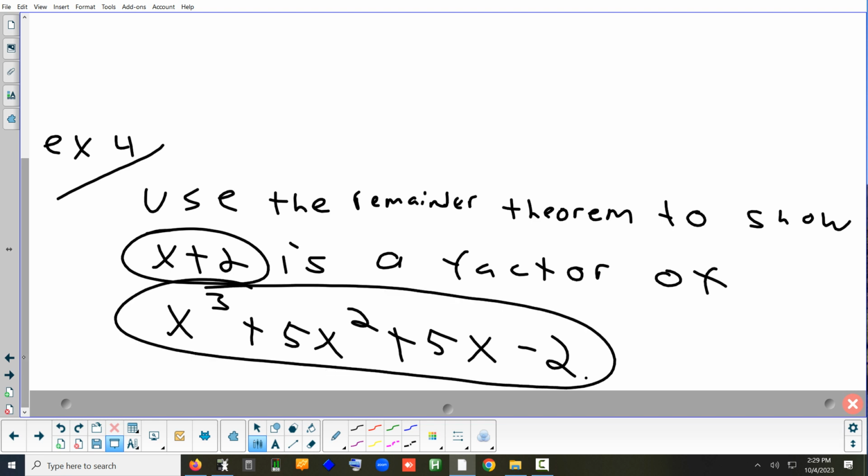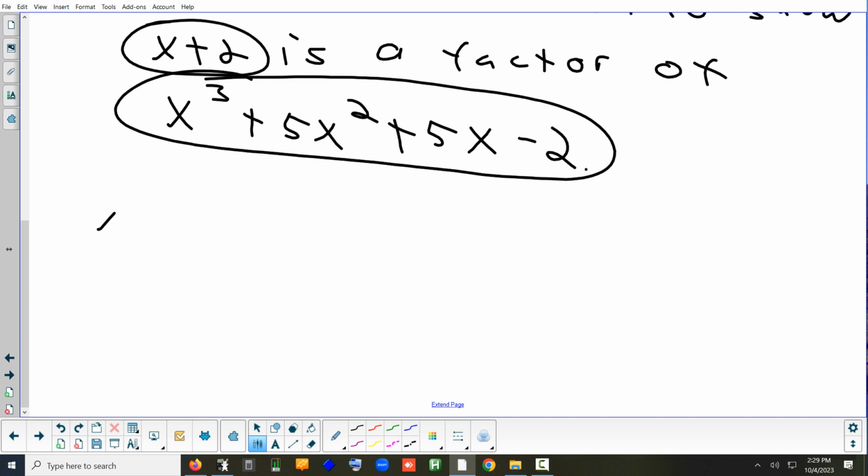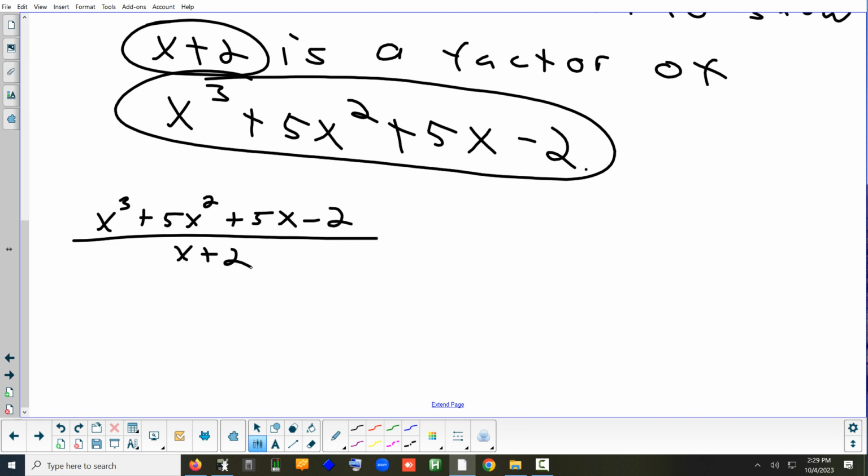Now, one way I could do it is I could do out the long division. That's going to take a while. So the quick way is just to show that when I divide x plus 2 into what's below it, I get a remainder of what? 0. Yeah, let's just show what the remainder is. So we're going to do x cubed plus 5x squared plus 5x minus 2. We're not really going to do this whole thing out. All we're going to do is the remainder.